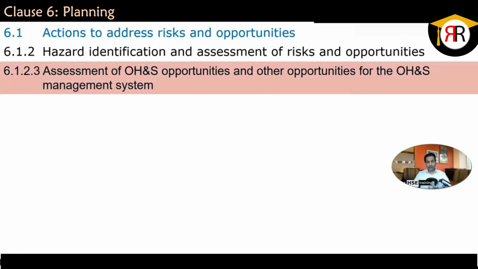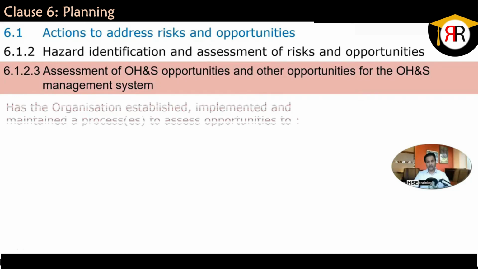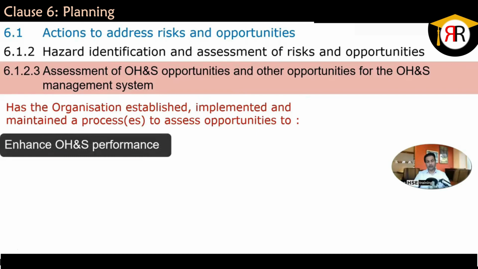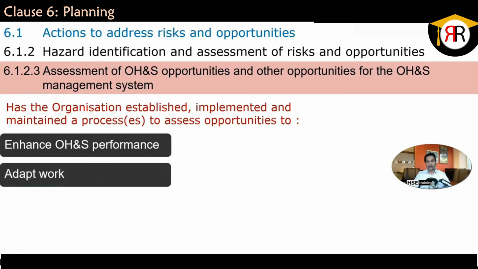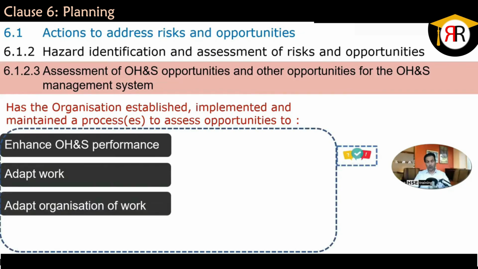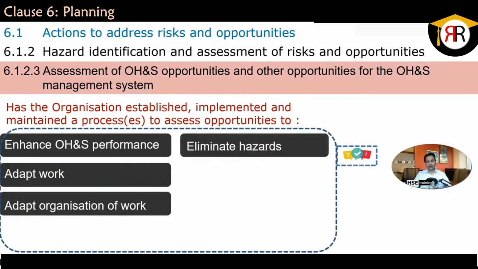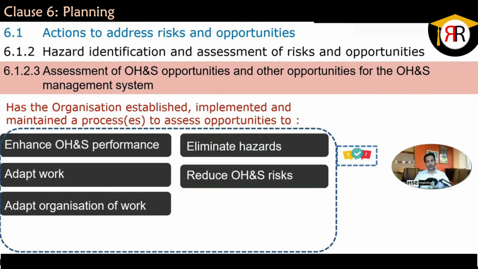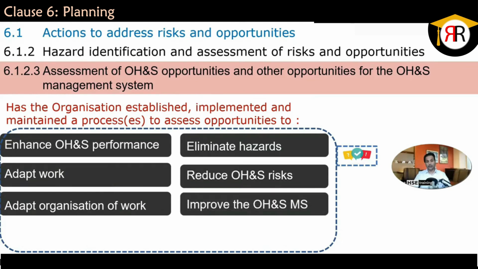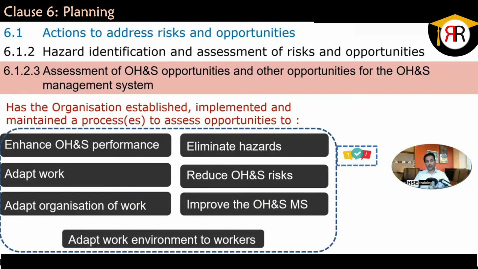In sub-clause 6.1.2.3, which is about assessment of opportunities and other opportunities for the OHS management system, has the organisation established, implemented and maintained a process or processes to assess opportunities to either enhance the performance of the OHS management system, adapt the work or adapt the organisation of the work, eliminate hazards, reduce the risks for OHS, improve the management system, or adapt the work environment to workers?